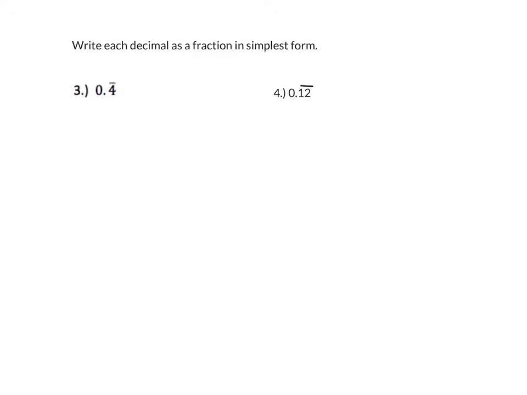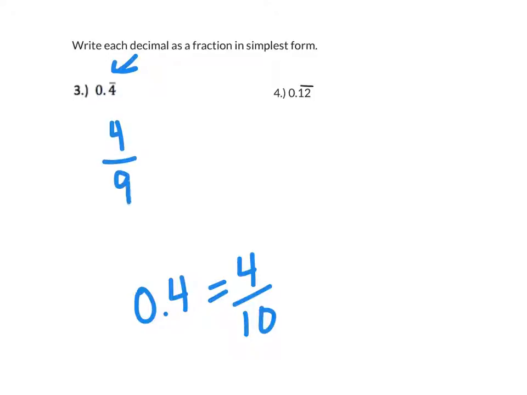For 3 and 4, you are to write each decimal as a fraction in simplest form. One thought is, if this was 0.4 or 4/10 without the repeating symbol, this would be 4 out of 10. Since it's repeating, though, it's 4 out of 9. And you can check that in your calculator by doing 4 divided by 9 to see that it gives you the 4 repeating. That's simplest form.